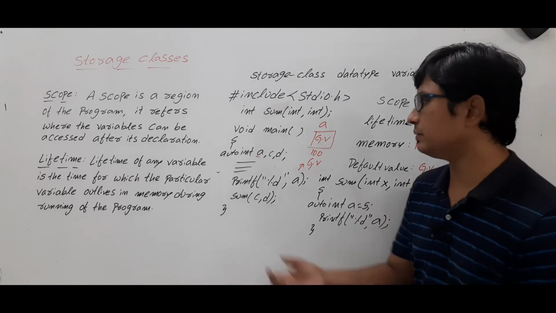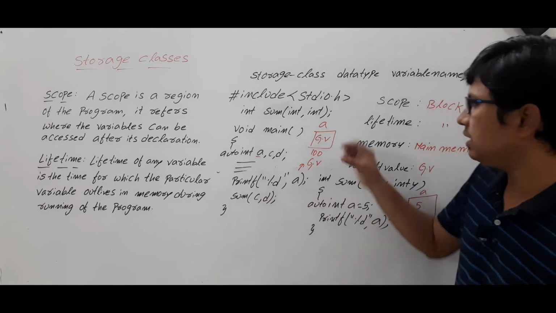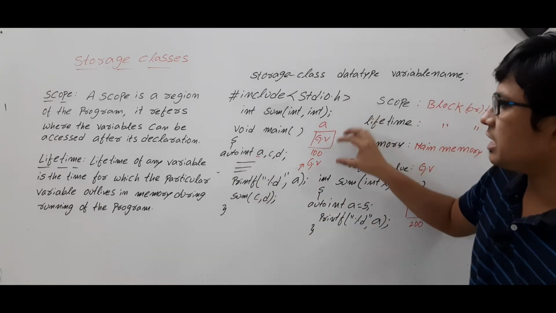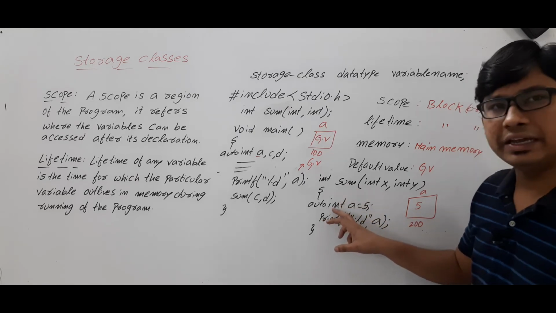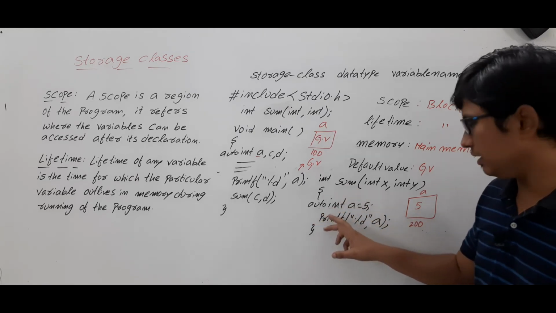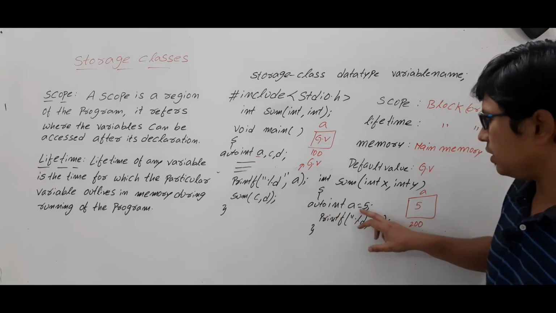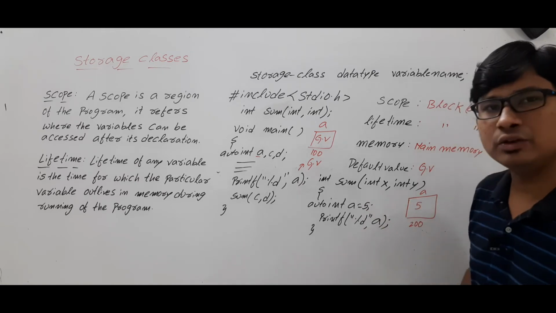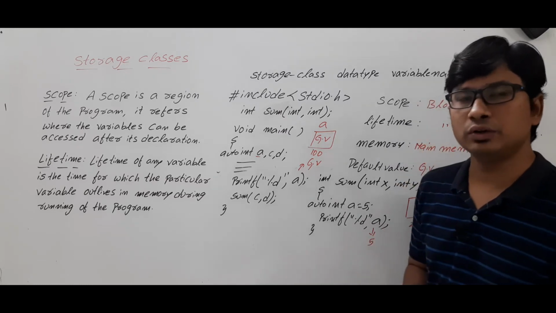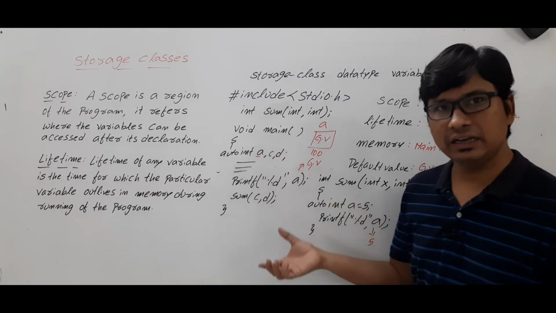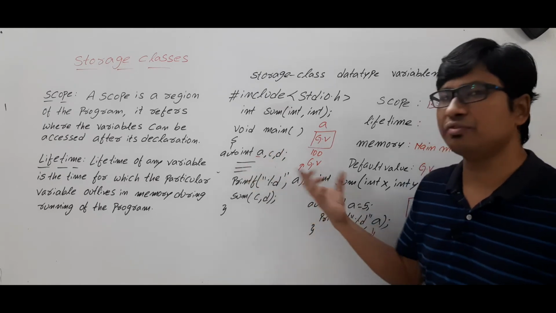Now, look at this one. Inside main you have declared a variable a, which is an automatic variable, so it has been created in some memory location. Now inside the user defined function called sum, again you have declared a variable called a. Then it will be created in another memory location with whatever value you have initialized. Now what value will it display? It will display the output as 5 here. So what I want to say is that you can use the same variable name in different functions.